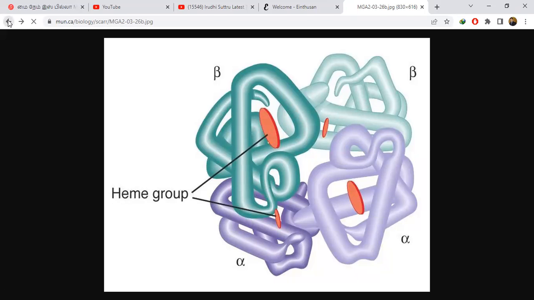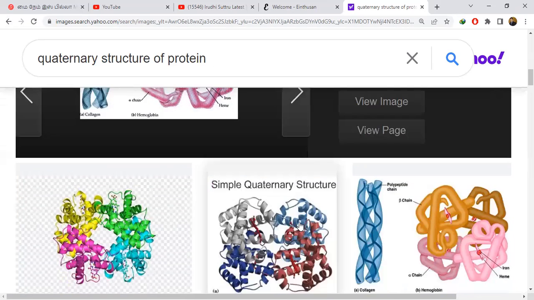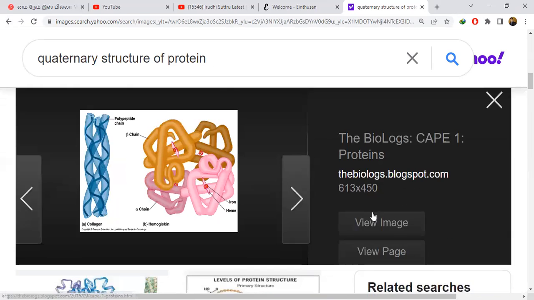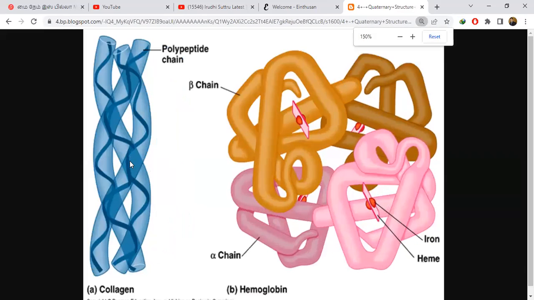Four. Here, how many polypeptide chains are there on the left side? Four. In collagen, three. So two there, three there, four there, more than one there. It is the only protein structure having more than one polypeptide chain.